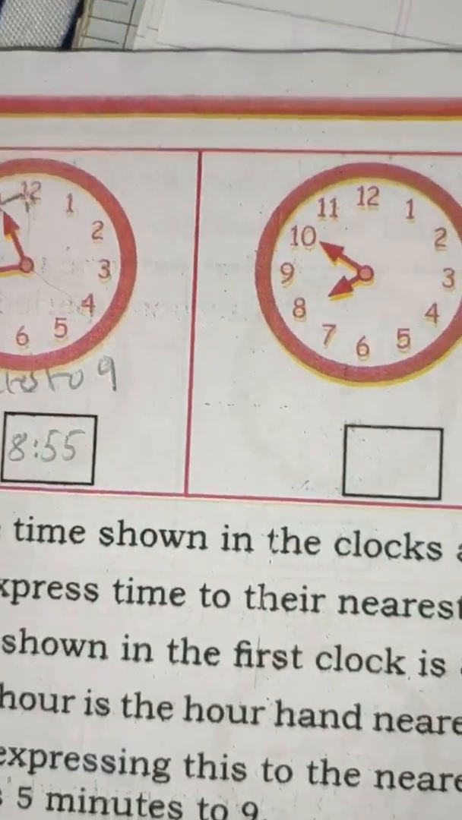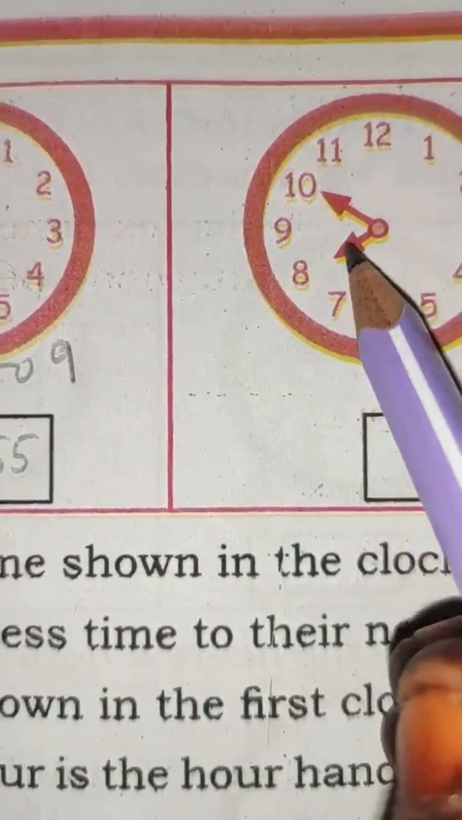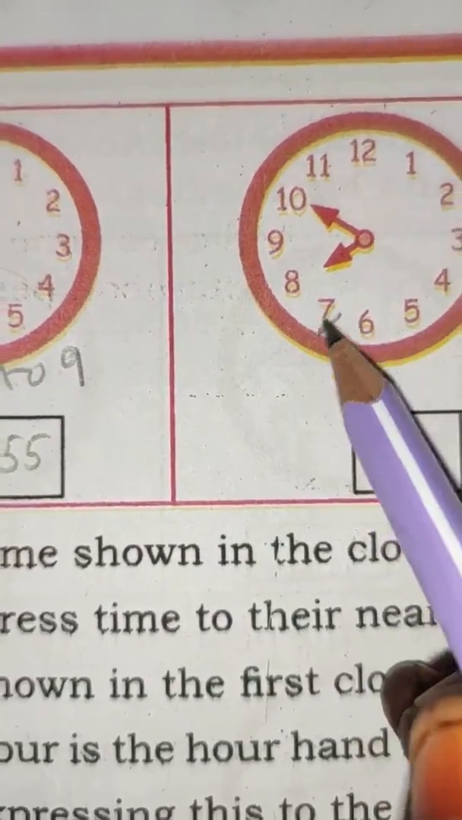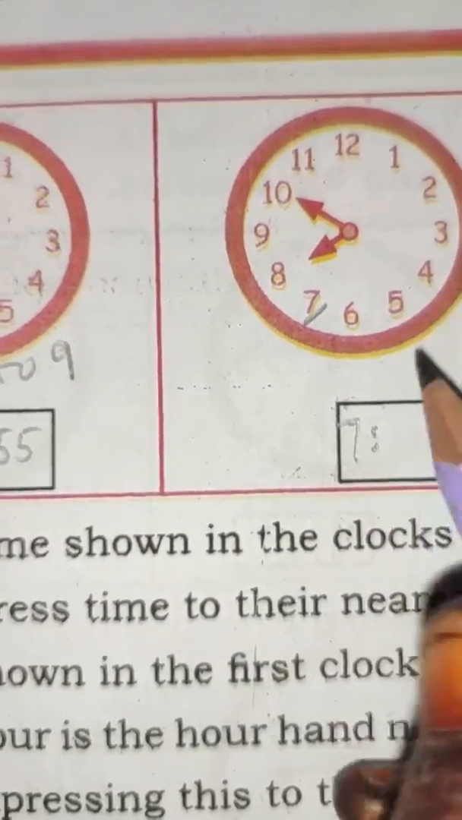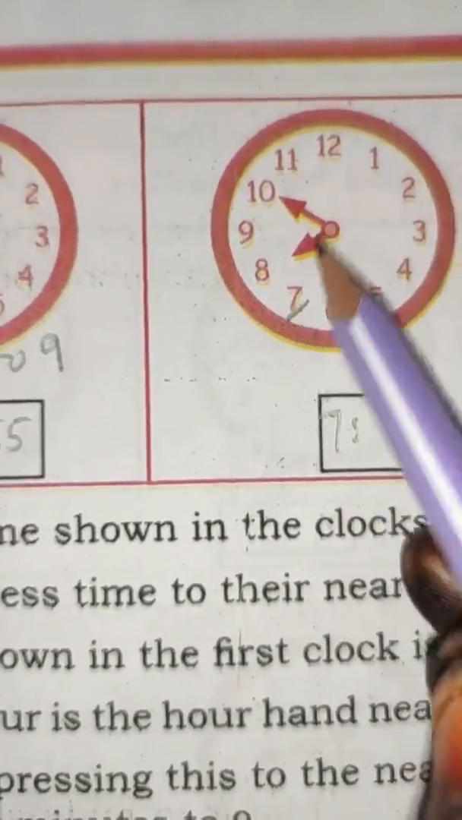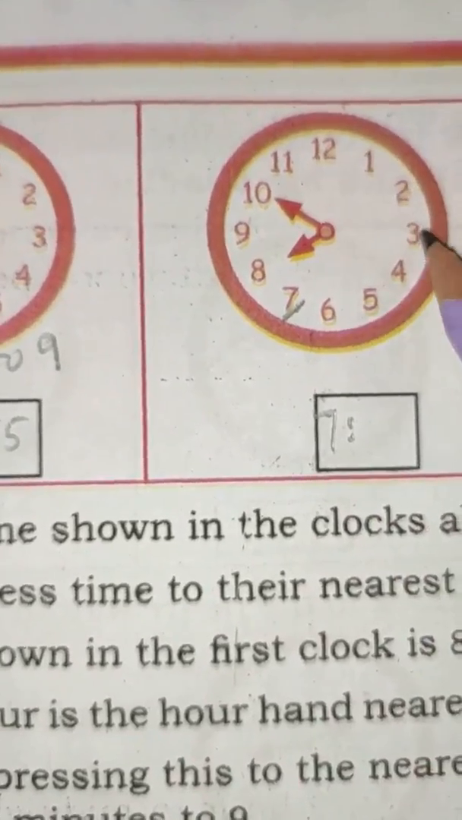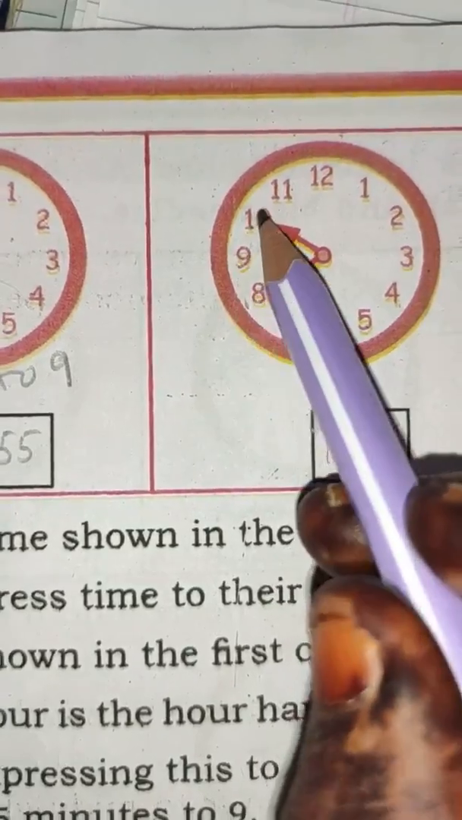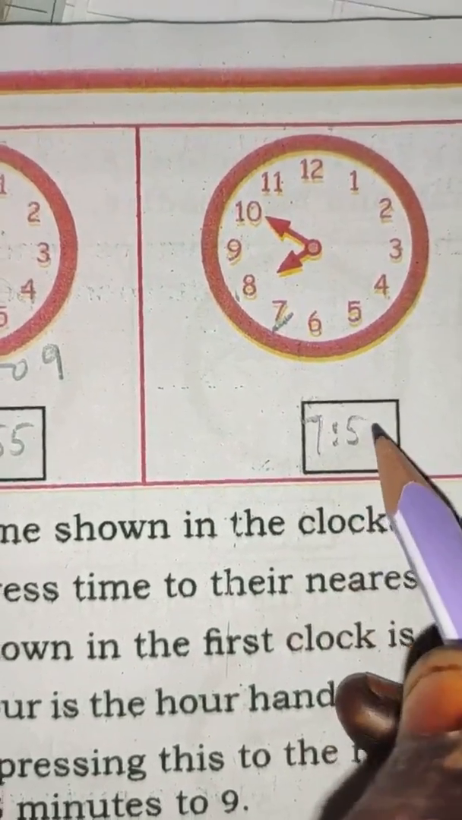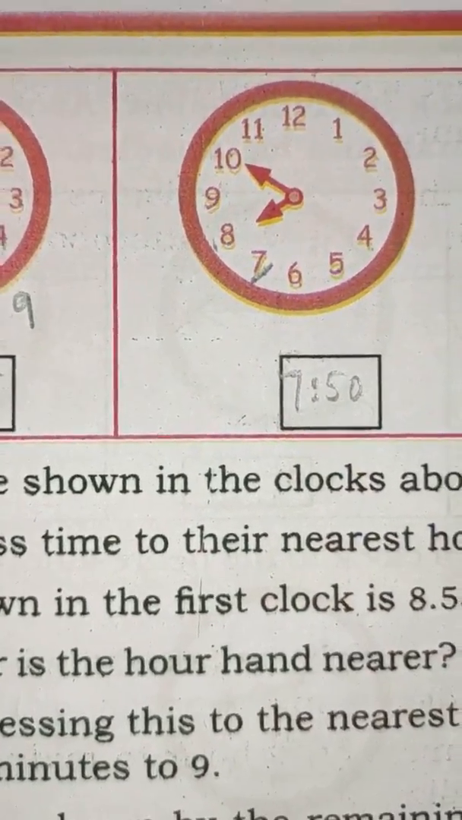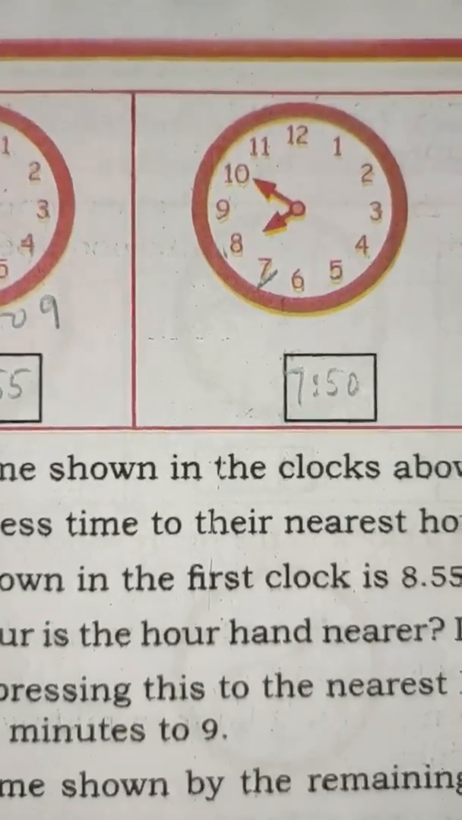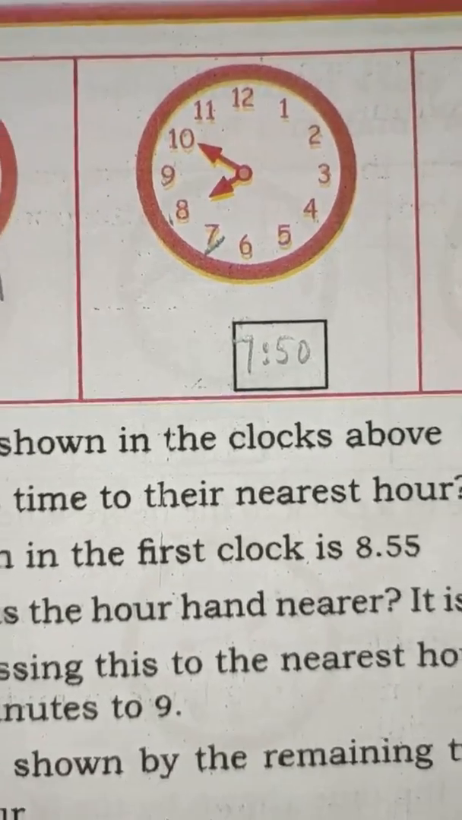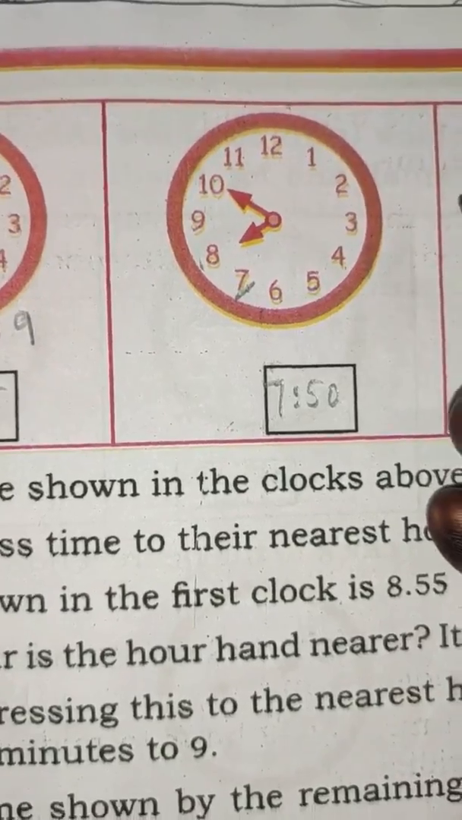In the same way here, what's the time here now, children? See here, this one is between 7 and 8. We have to take this 7. First we have to take the first number. Then just start from here. 5, 10, 15, 20, 25, 30, 35, 40, 45, 50. So we'll write 7 hours 50 minutes. So how can you express this to the nearest hour? Yes, how can you express it to the nearest hour?